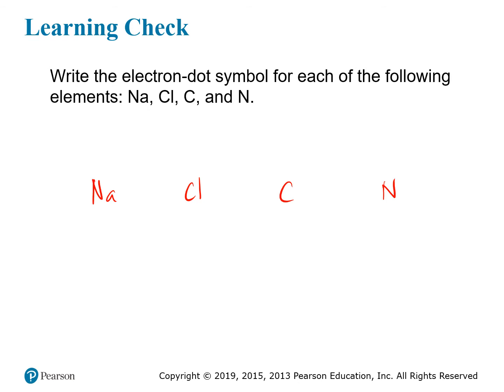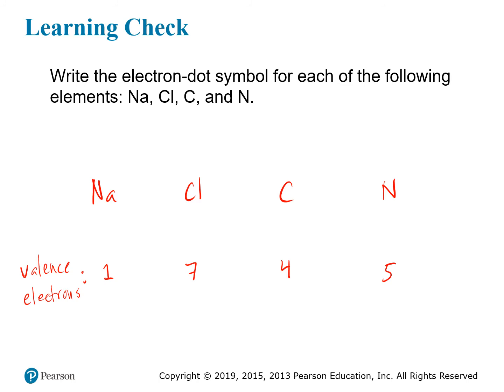Sodium is in group 1, so it has 1 valence electron. Chlorine is in period 3, but it's all the way towards the end. It's group 17, or 7A, so it has 7 valence electrons. Carbon is in group 14, or 4A, and so it has 4 valence electrons. Nitrogen is in group 15, or 5A, and so it has 5 valence electrons.